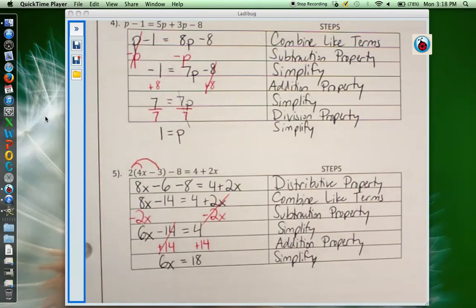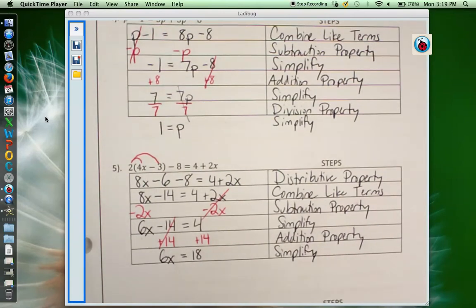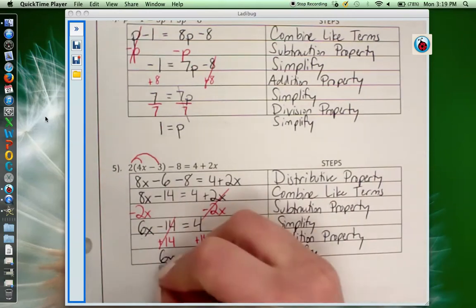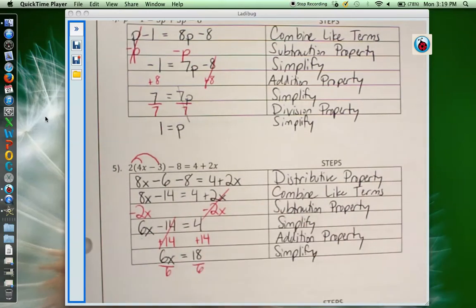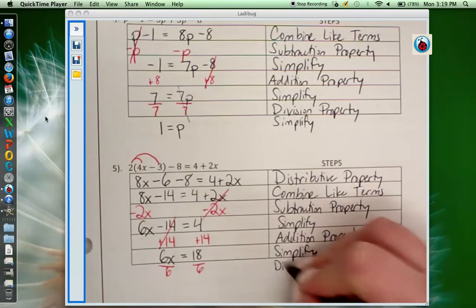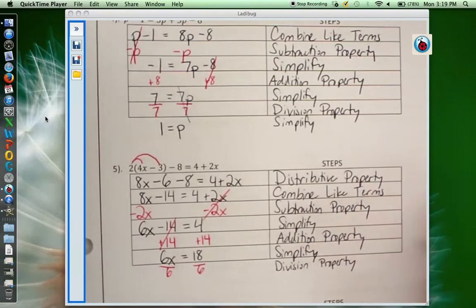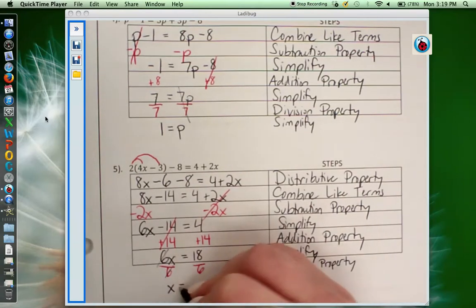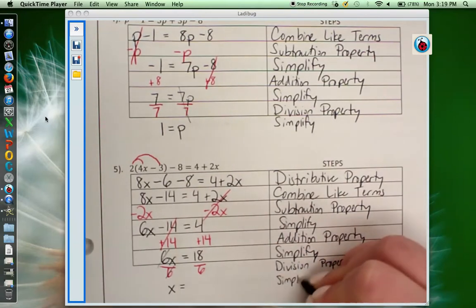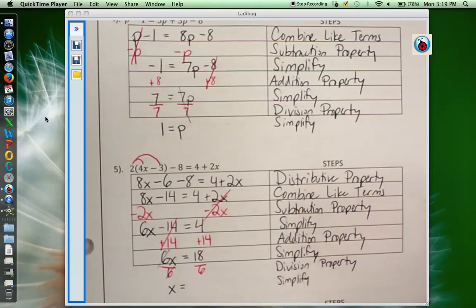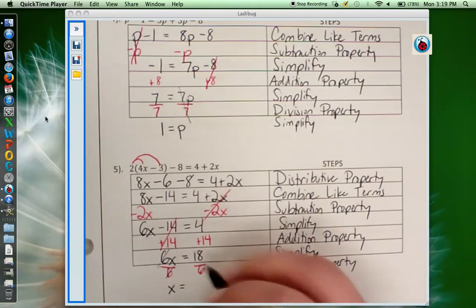And we're almost there. Notice how x is almost by itself. I just need to divide both sides by 6. That's division property. And I'll be done. So 6 and 6 cancel. I get x equals. I need to simplify 18 divided by 6. 18 divided by 6 is 3.